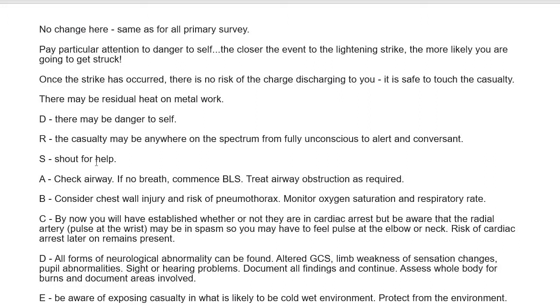D, so they might have any form of neurological abnormality. So they might have any form of symptom of almost like a stroke type pattern. So they might have impaired power of the limbs, abnormal sensation, speech abnormalities, reduced conscious level. They might have difficulty seeing or difficulty hearing because of direct damage from the lightning strike on these organs as well. And then they're also going to be very high risk of having burns.